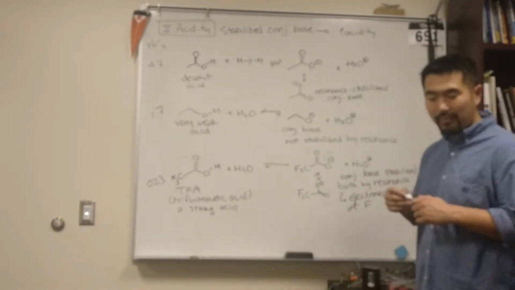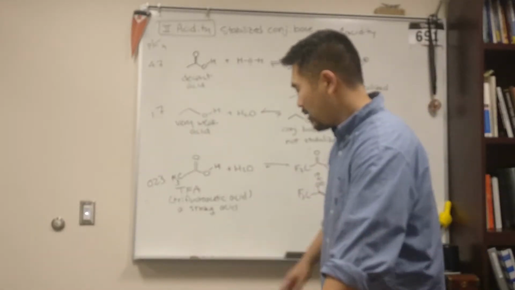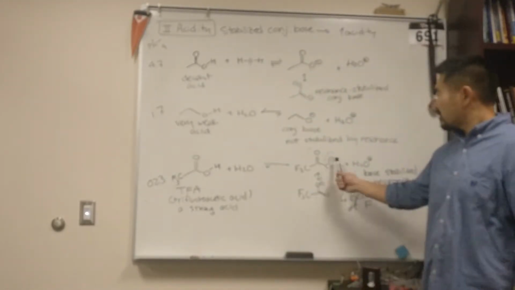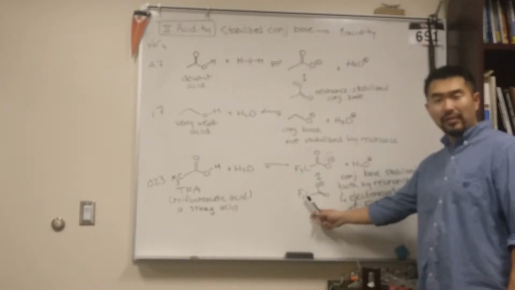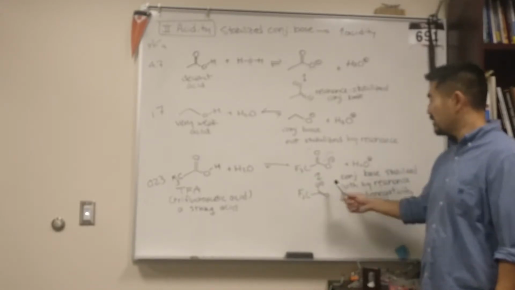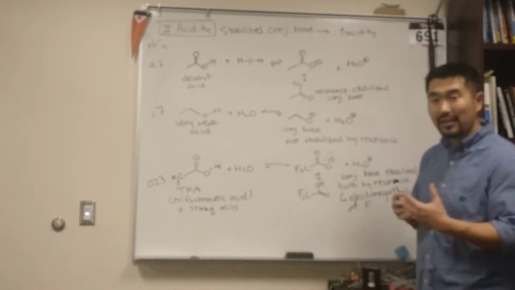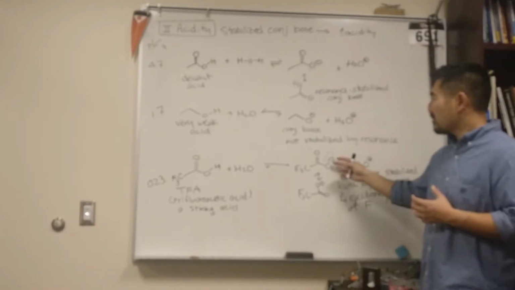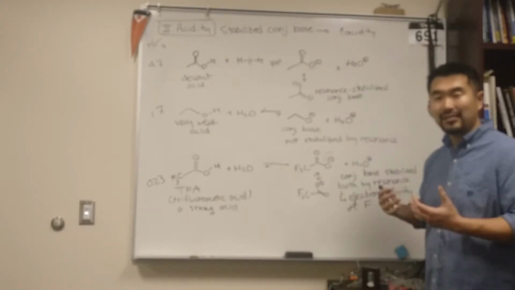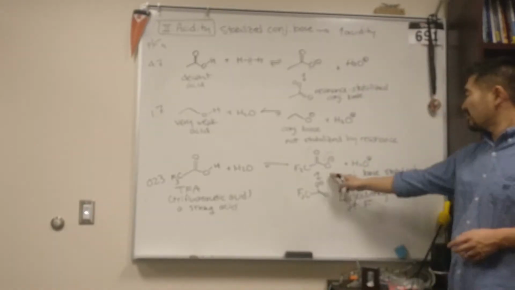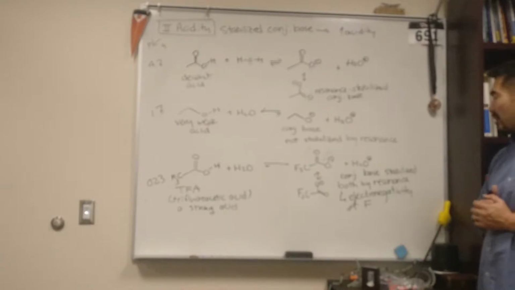But not only that, this whole negative charge is stabilized by the presence of these three very electronegative atoms, fluorine. That sucks away some of the negative charge, and so because of that, these oxygens don't feel as much of the excess negative charge. So this conjugate base is very much stabilized.